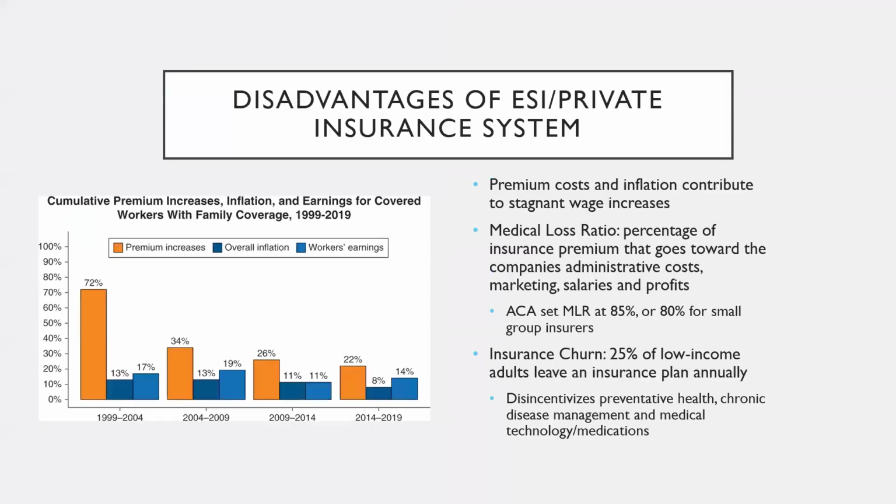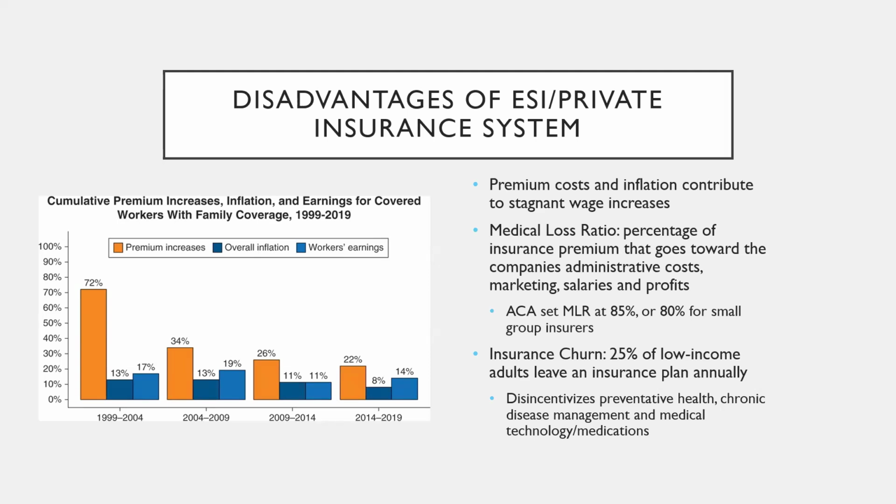The disadvantages of it, so as our healthcare costs have gone up in the United States, companies are having to devote more and more money towards people's health insurance, and this has led to wage stagnation, as you can see in this graph on the left, with wages being the light blue on the right, with little increase through these decades. The other issue is medical loss ratio.